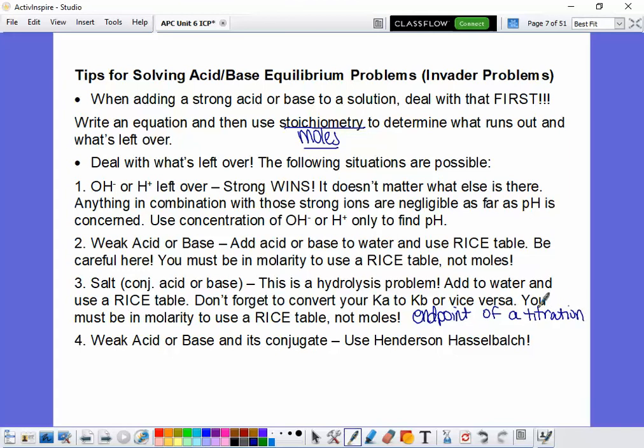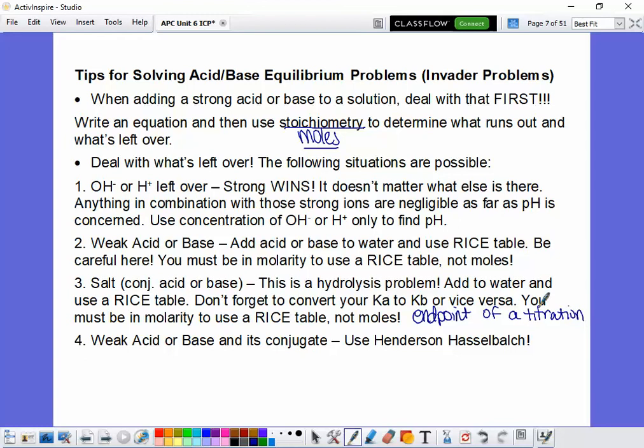And we'll see all 4 of these scenarios. And scenario 4 is where you have both the weak acid or base and its conjugate. So you still have a buffer left over at that point. So you can just use Henderson-Hasselbalch to find the pH. So scenarios 1 and 4 are nice and easy because they don't require rice tables. 2 and 3 require rice tables, but you need to know how to do all of them. Let me take a moment to discuss your buffer lab for just a second, and then we'll come back to doing some of these problems.